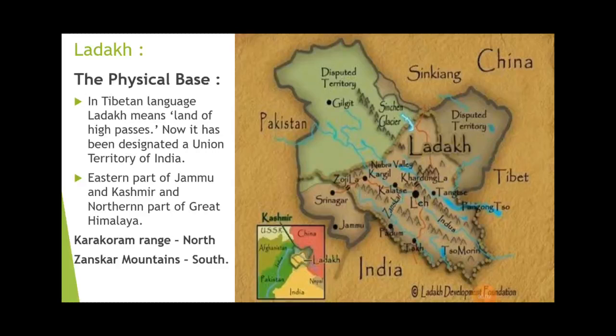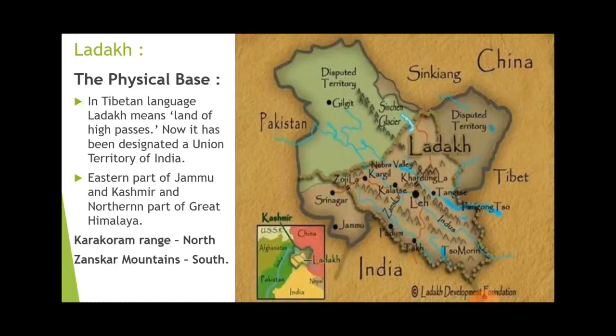Ladakh is surrounded by the Great Himalaya in the north, and basically that is the Karakoram range, and from the south it is the Zanskar mountain. So Ladakh lies in the eastern part of Jammu and Kashmir. Earlier, when Jammu and Kashmir was one, it lay in the eastern part of Jammu and Kashmir, and it is also part of the Great Himalaya from the northern side. Here you can see the Zanskar mountain, and in the picture the Zanskar river is there. So there are mountain ranges there, you can see.